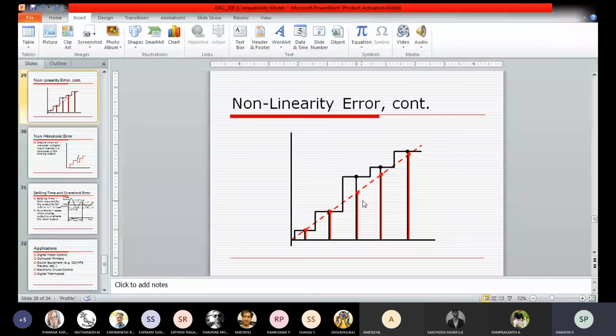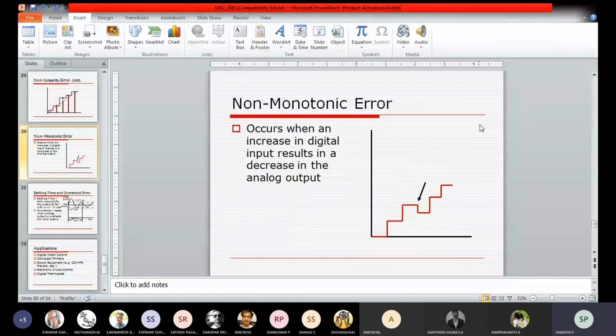This one is the non-linearity error. We have to draw the slanting line and change over step by step. This overrise we have to bring to here. After that only it is used for the operational amplifier circuit.